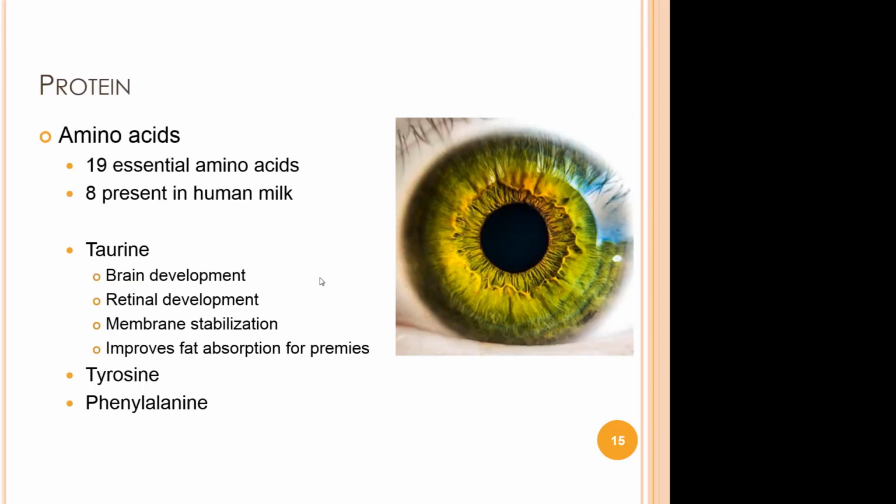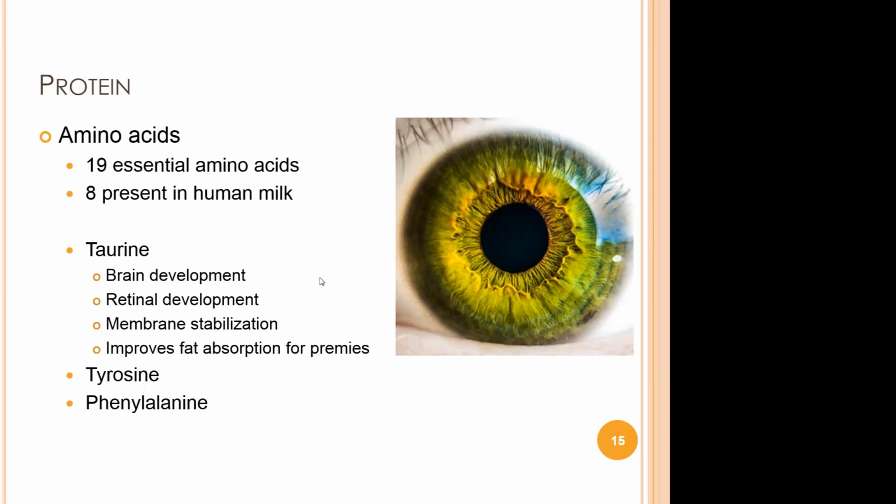We talked earlier about what essential amino acids are, and essential amino acids mean that these need to be obtained from the diet. So there are 19 essential amino acids which are key for human development. 8 of them are present in human milk. Taurine helps develop the brain and retina. It acts in membrane stabilization. It's an inhibitory neurotransmitter, and it improves the fat absorption of preterm infants. It is not found in cow's milk.